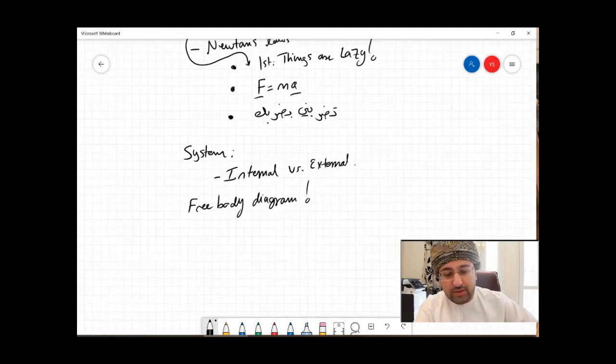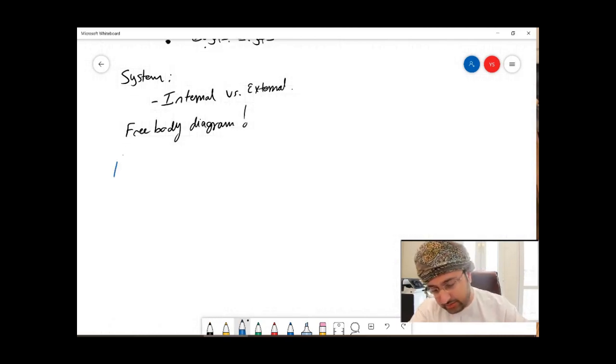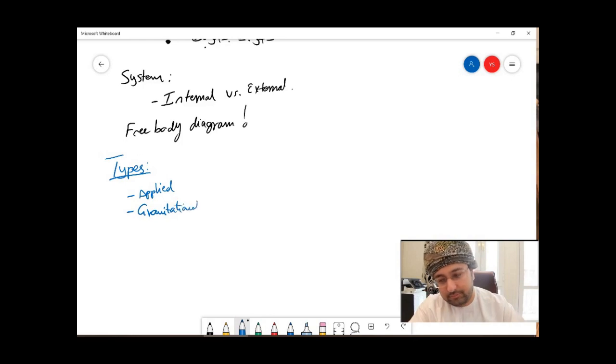Then we spoke about different types of forces, and we classified them for purposes of this course into applied forces, so forces where we do something, gravitational, normal force, friction force, and the last one we discussed was tension.